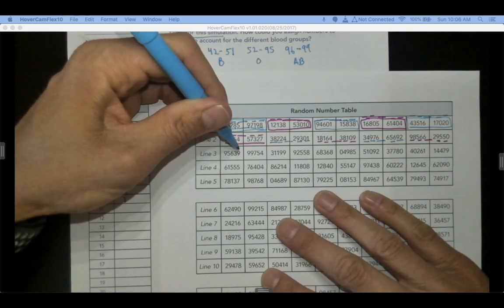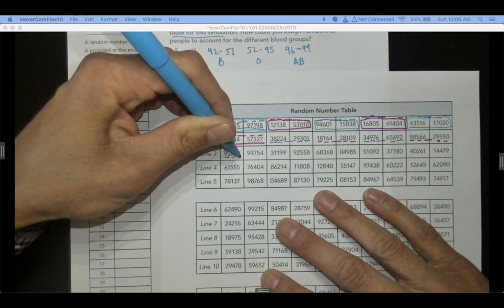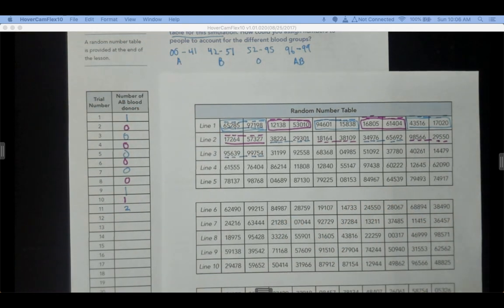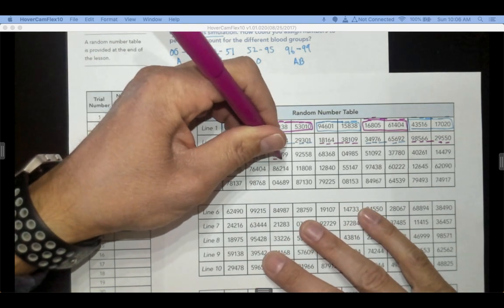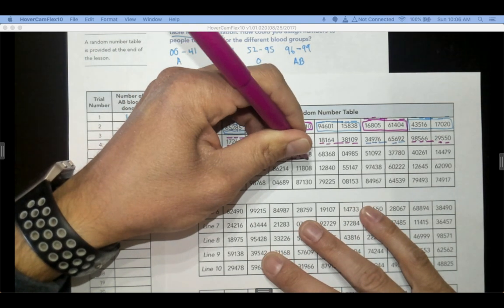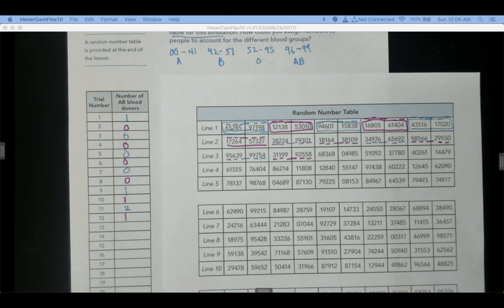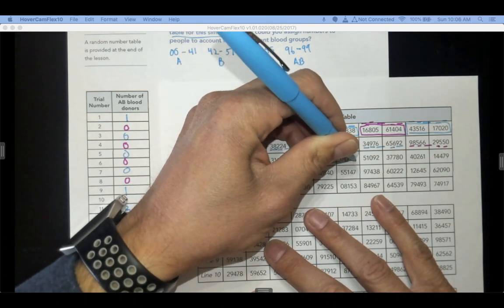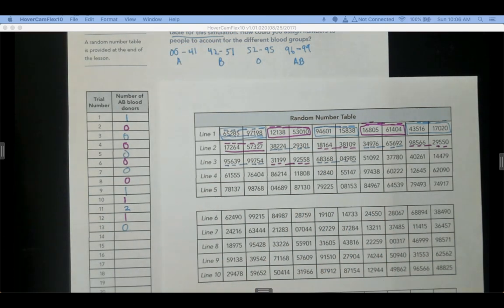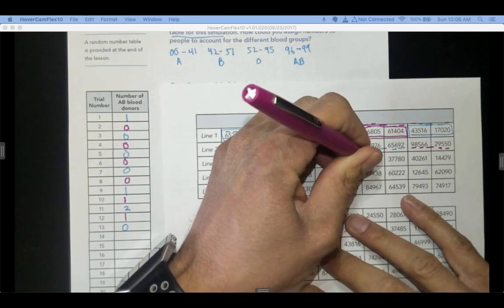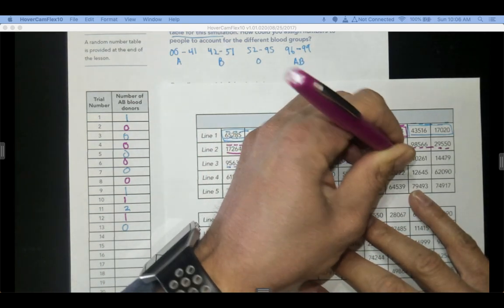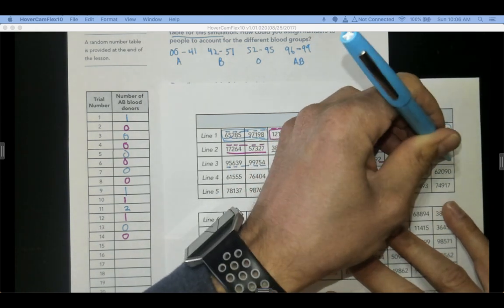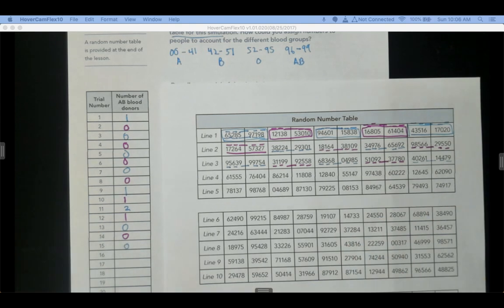Let's see here, line 3 now. 95, 63, 99, 97, 54, 2 are AB donors. 31, 19, 99, 25, 58, 1 is an AB donor. 68, 36, 80, 49, 85, 0 are AB donors. 51, 9, 23, 77, 80, 0 are AB donors. 40, 26, 11, 44, 79, 0 are AB donors.